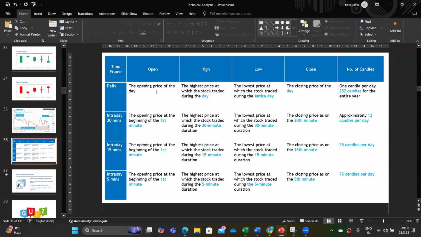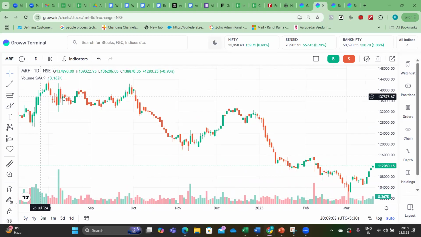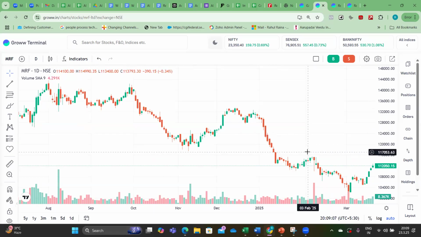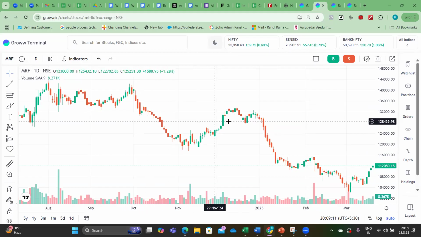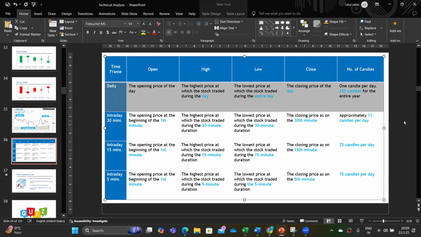Now, open is the opening price of that particular day. High will be the high price of that particular day. Low will be the lowest price of that particular day. And close will be the closing price of that particular day. So in a year, roughly 252 such candles will get formed. Whatever the number of trading days, that many candles will get formed. Okay, that is the daily time frame.